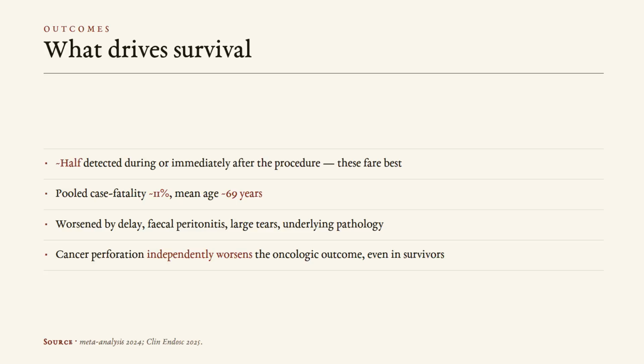Outcome is dominated by time and contamination. About half of perforations are detected during or immediately after the procedure, and these fare best. Pooled case fatality is around 11% in patients averaging 69 years. Delay, fecal peritonitis, large tears, and underlying pathology all worsen it. And where perforation occurs at a cancer, the oncologic outcome is independently worsened even in the survivor.